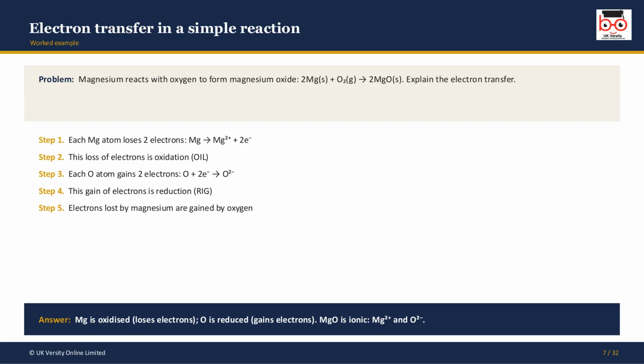Let's see electron transfer in a real reaction: magnesium burning in oxygen to form magnesium oxide. Each magnesium atom loses 2 electrons, going to a magnesium 2+ ion, and that loss of electrons is oxidation, the OIL part of OIL RIG. Meanwhile, each oxygen atom gains 2 electrons to become an oxide ion, and that gain is reduction, the RIG part. The electrons lost by magnesium are exactly the ones gained by oxygen, so magnesium is oxidized, oxygen is reduced, and the magnesium oxide is ionic, made of magnesium 2+ and oxide ions.